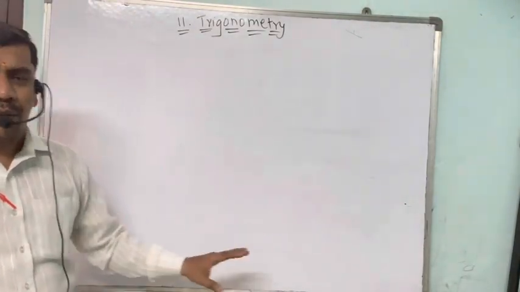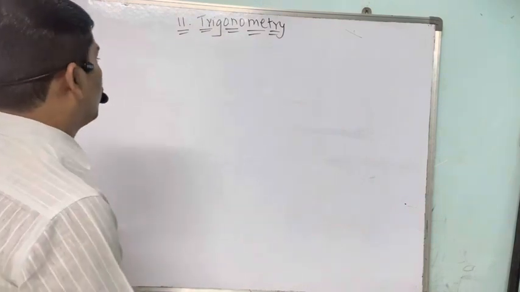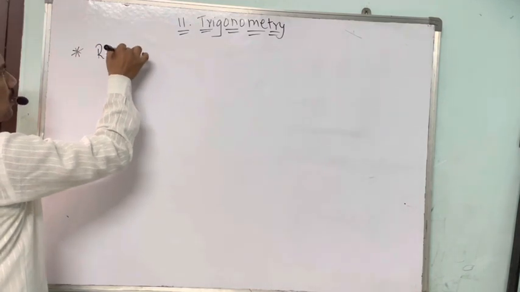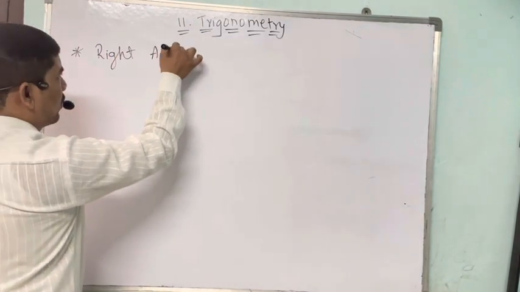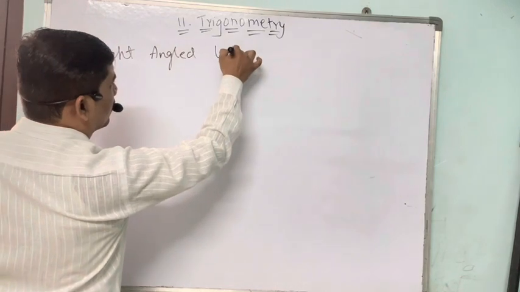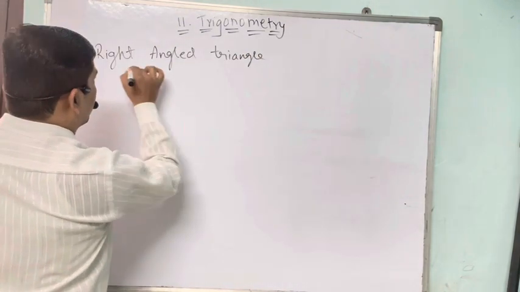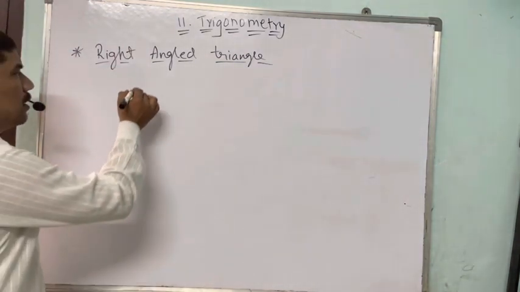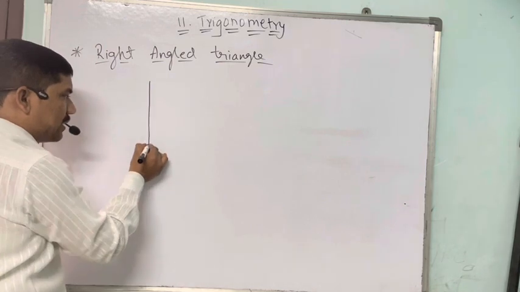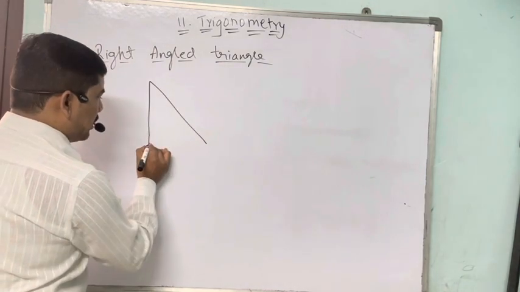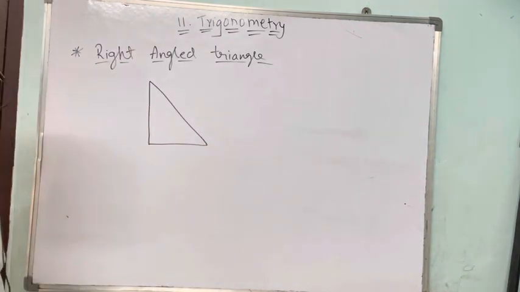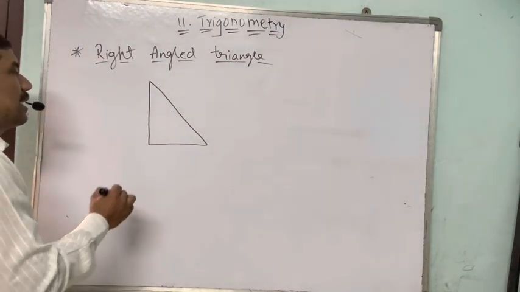Hope the things are clear to you, whatever we discussed till now. Now we'll see what is meant by right angled triangle. A triangle in which one of the angles is 90 degrees, and obviously the other two angles are acute angles, then that triangle is said to be a right angled triangle.